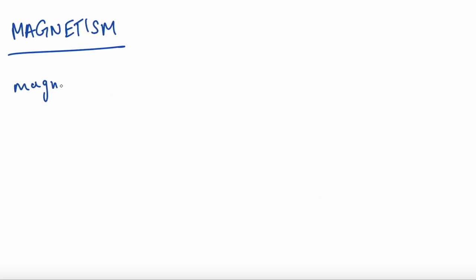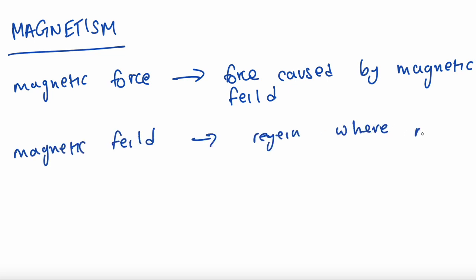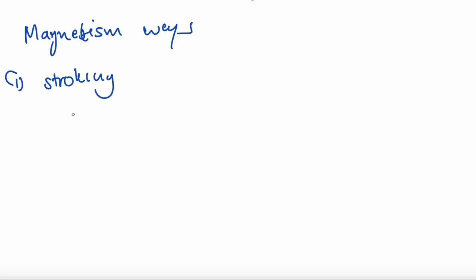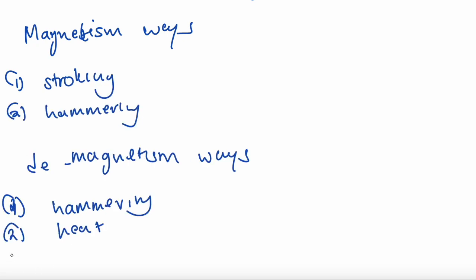Let's have a look at magnetism. What is a magnetic force? This is the force caused by a magnetic field, and a magnetic field is the region where the magnetic force can act. The ways of magnetizing are stroking, hammering, and the ways of demagnetizing are hammering, heat, and putting it in AC.